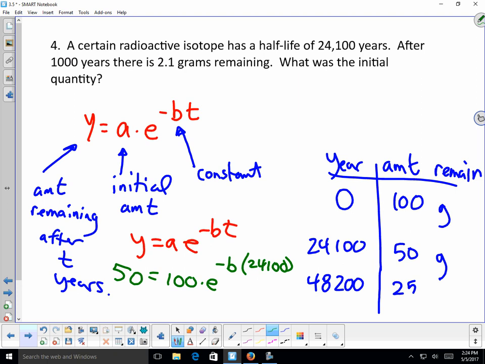Does everybody understand that? I don't understand. Eddie? Because in the question, it says after 1,000 years, there's only... We'll come back to that question. We've got to make up numbers? Yes, we're going to find a constant first.